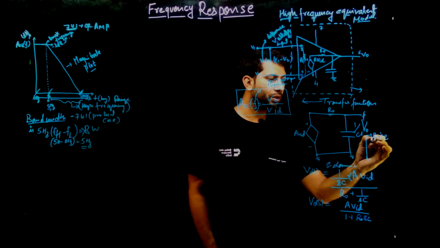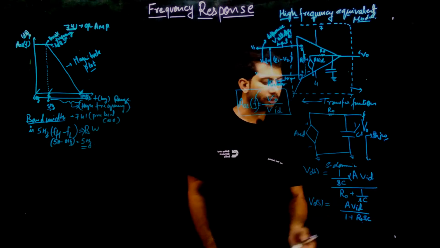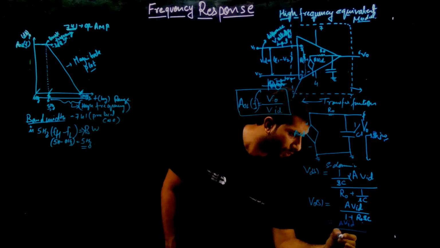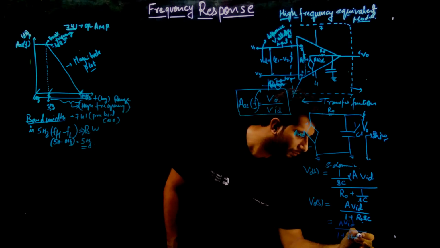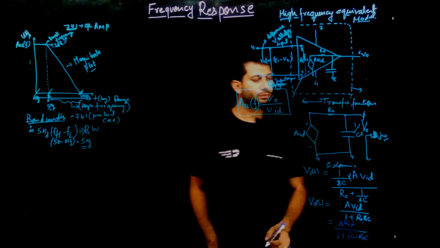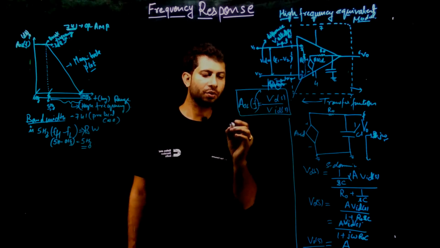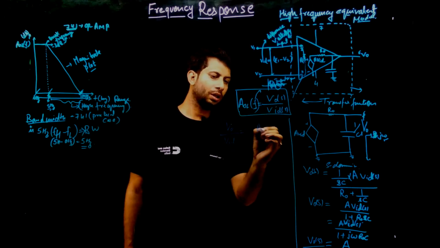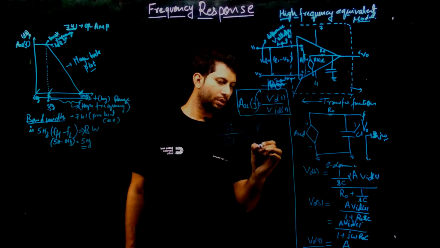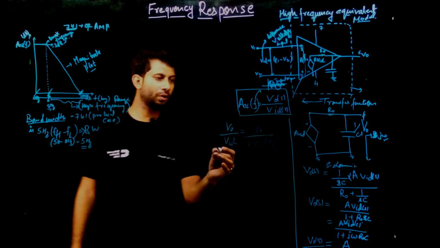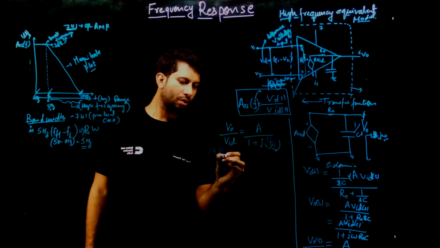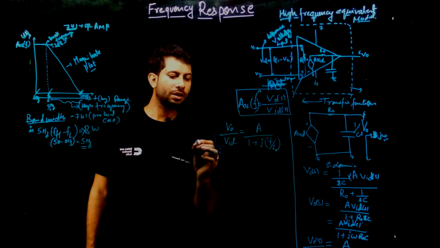Now putting back S equal to j omega in this relationship, A VID over 1 plus j omega R naught C. Now, because in both the terms we have j omega, V naught divided by VID is equal to A divided by 1 plus j F upon F naught, where F naught comes from this: 1 over 2 pi R naught C is taken as F naught.